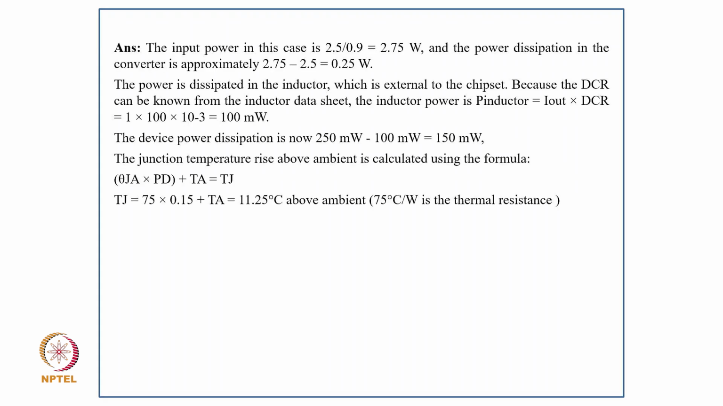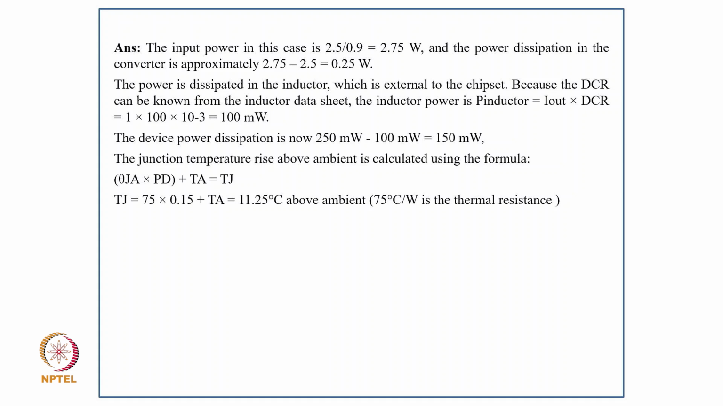So coming to the answer, the input power in this case is 2.5 divided by 0.9, so 2.75 watt, and the power dissipation in the converter is approximately 2.75 minus 2.5, 0.25 watt. The power is also dissipated in the inductor, which is external to the chipset, because the DCR can be known from the inductor data sheet. The inductor power is P inductor = I out squared times DCR, that is 1 times 100 times 10 to the power minus 3, so that's 100 milliwatt. So device power dissipation is now 250 milliwatt minus 100 milliwatt, that's 150 milliwatt.